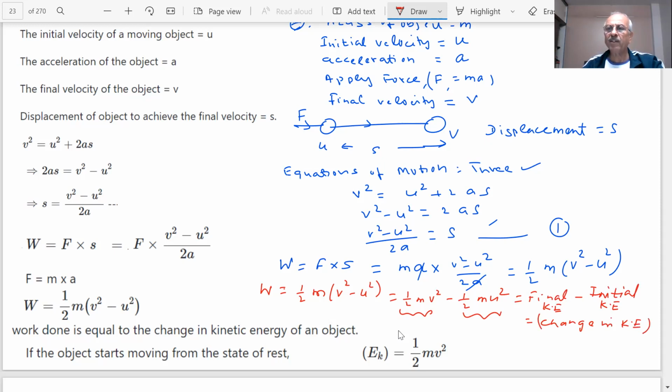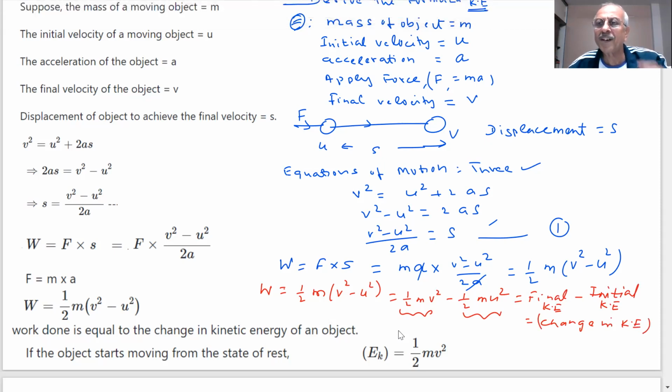So the work done on the ball is nothing but equal to change in kinetic energy. Because work was done, the kinetic energy changed. If no work is done, there will be no change in kinetic energy. Right?